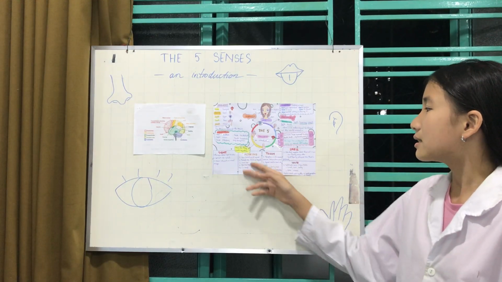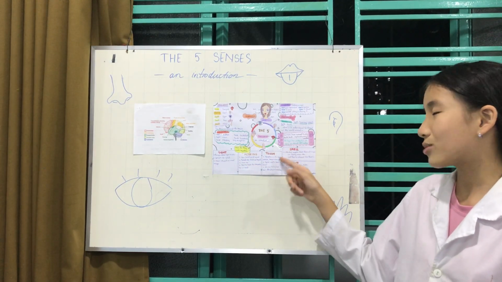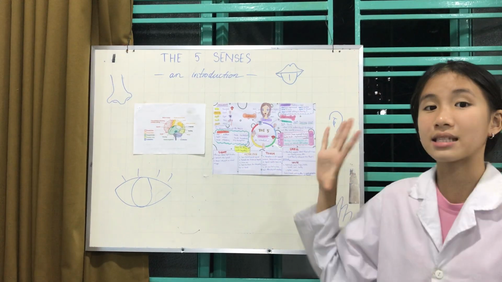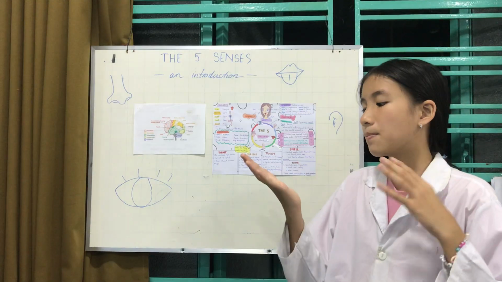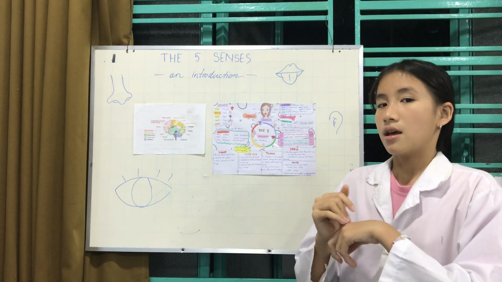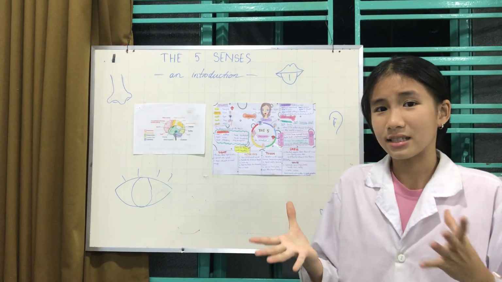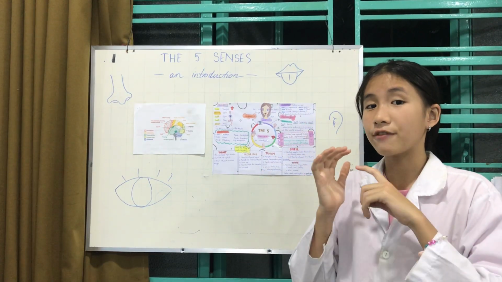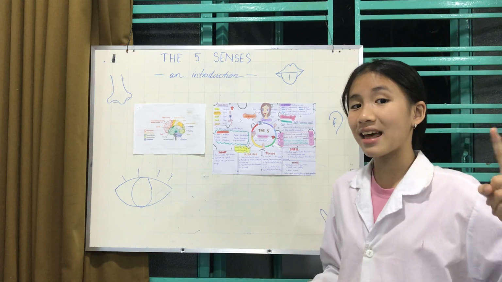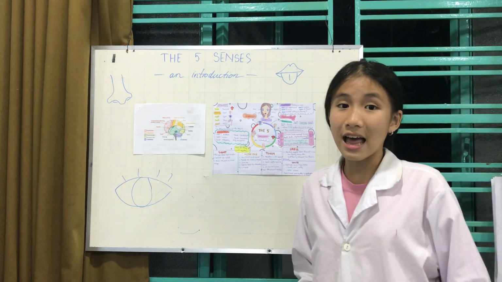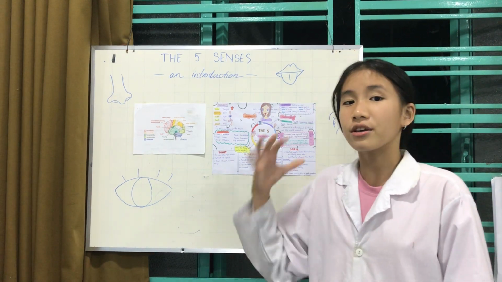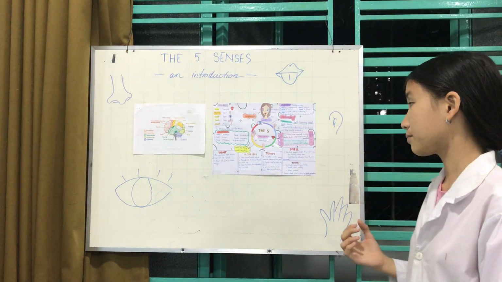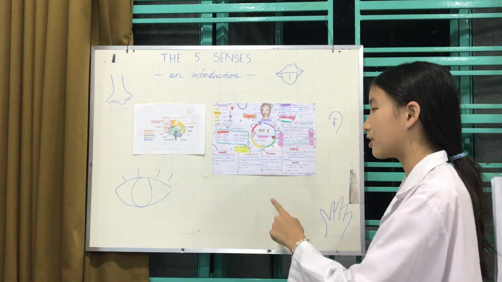And the next one is touch. There are receptors all over our skin, but the most sensitive is in our hand. There's a test where you can put one finger on your hand and you can feel how many fingers are on your hand. But if you take that finger and put it on your thigh, you can't really feel how many fingers are on there. So that is the touch.